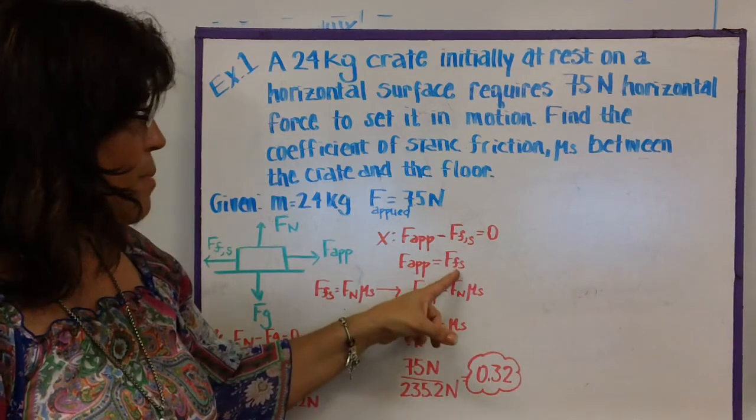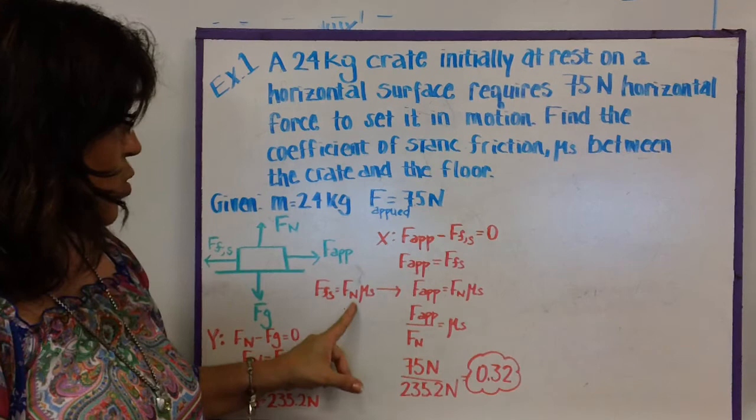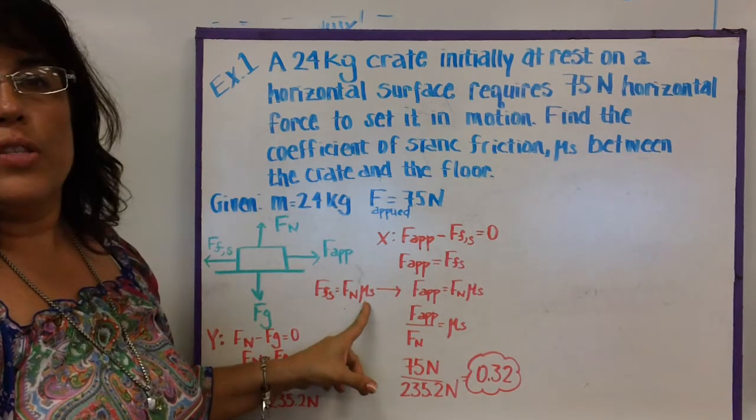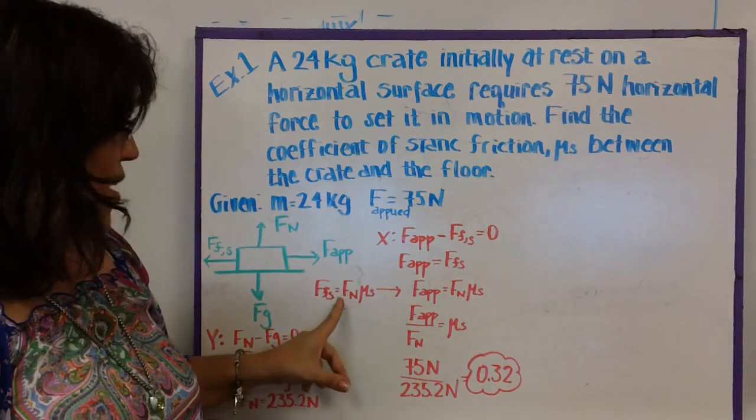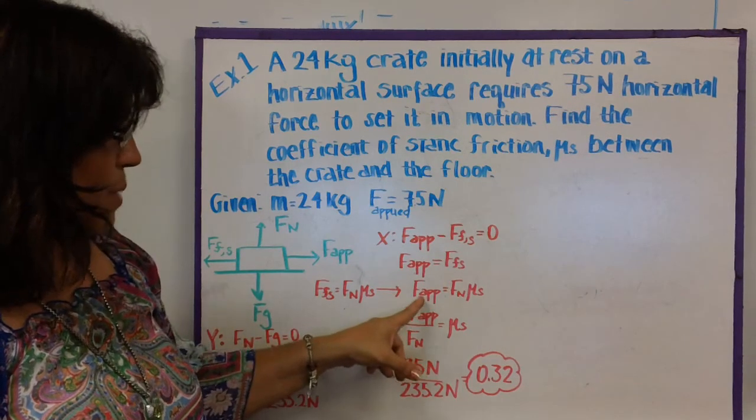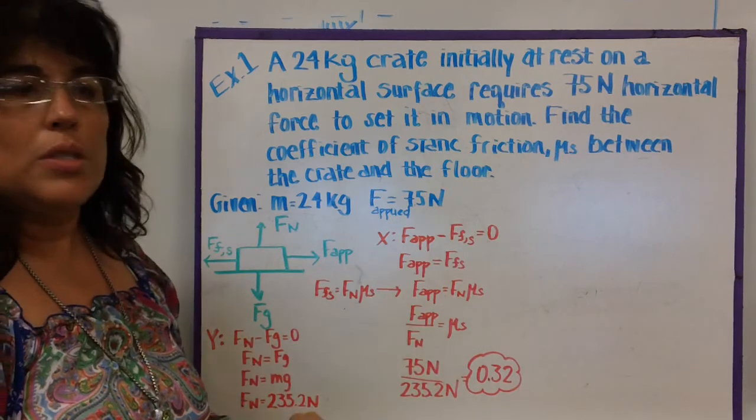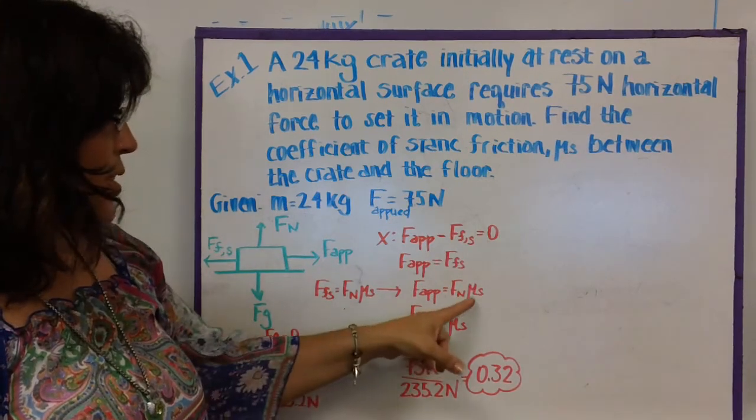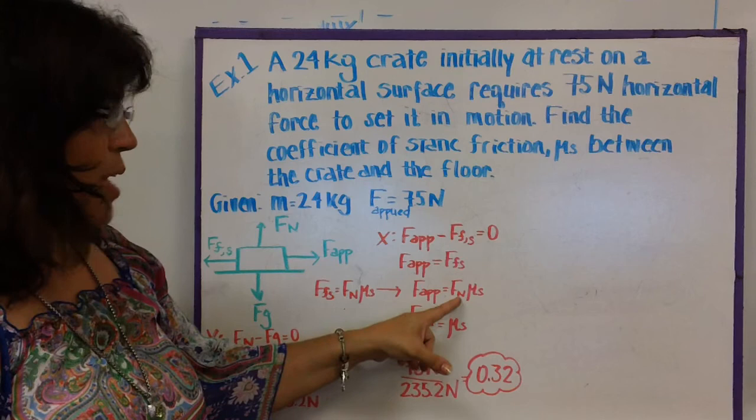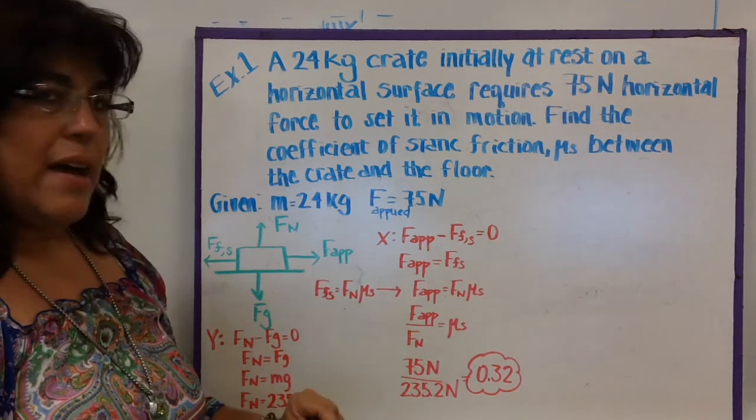Well, I have to remember from my equations of static friction that this equals the normal force times mu sub s. So knowing that, the applied force has to equal the normal force times mu sub s. So if I solve for mu sub s, I divide both sides by the normal force, and I have F applied divided by F normal.